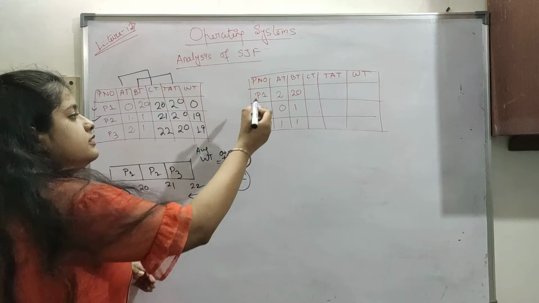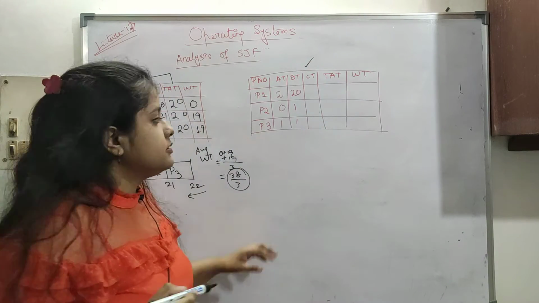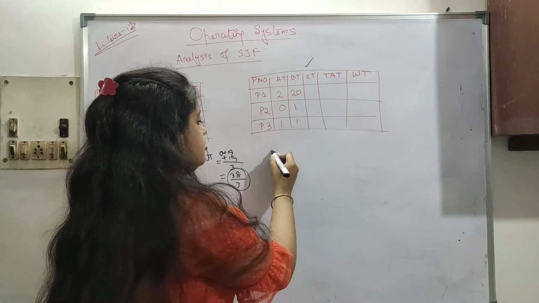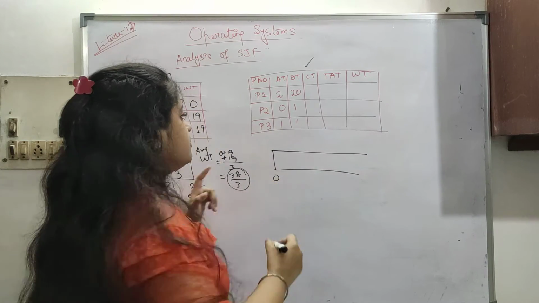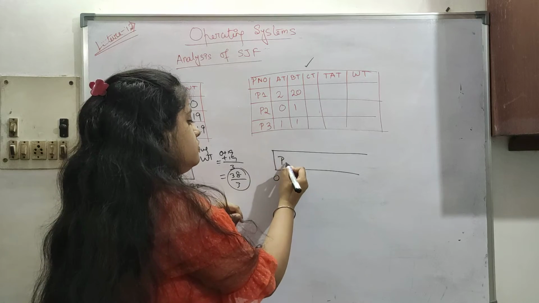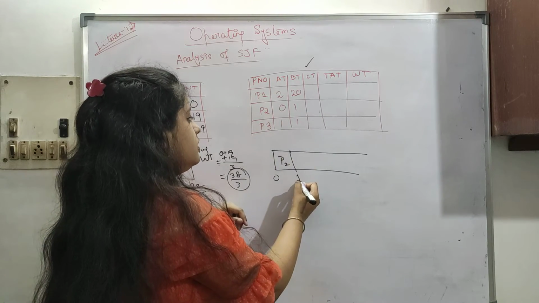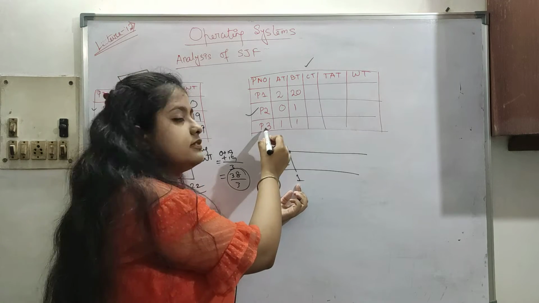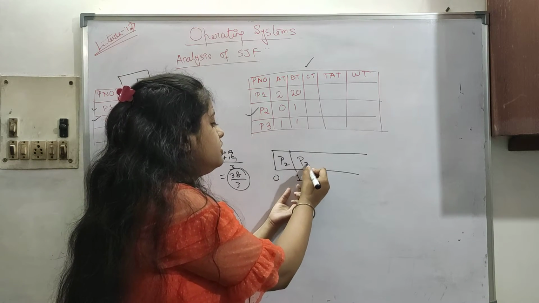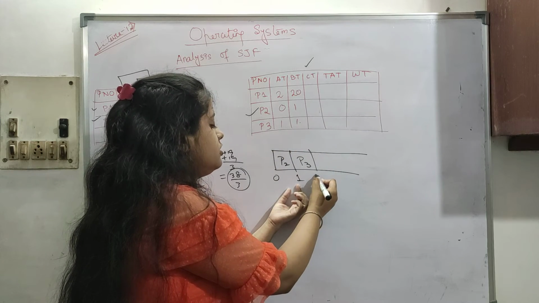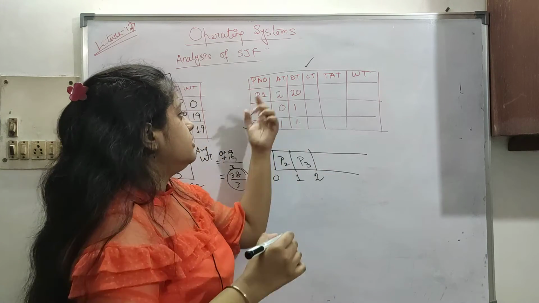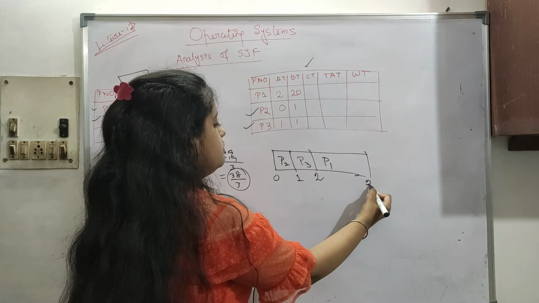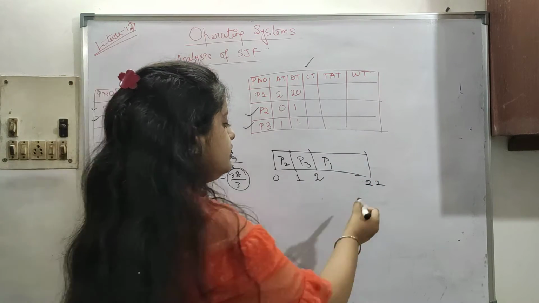Okay, so now let's see this. If we change the arrival times, now P1 has the arrival time that P2 had. So now at 0, which one is coming? P2 is coming, and P2 has burst time only 1. So this one is done at 1. Now at 1, only one process is coming, that is P3. P3 has burst time 1, so it ends at 2. So this one is done. So only P1 is left, which runs till 22.